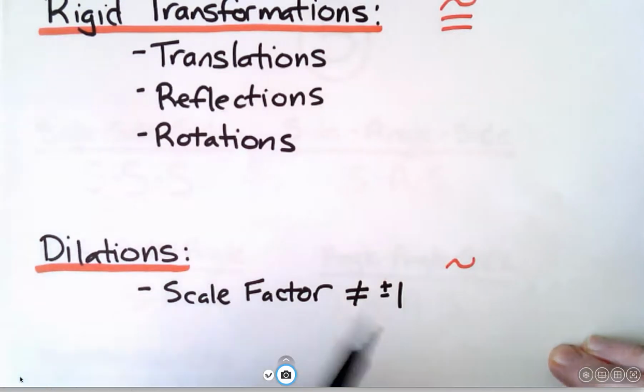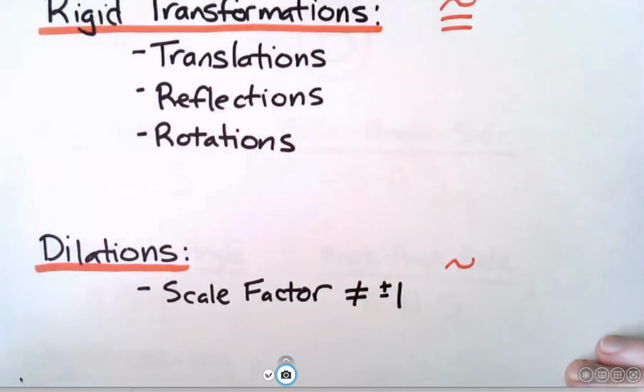Now think, if you multiply something by a scale factor of 1, you get the exact same shape. If you multiply something by a scale factor of negative 1, it just gets rotated 180 degrees, but it's still the same shape. That's why I said scale factor not positive or negative 1.